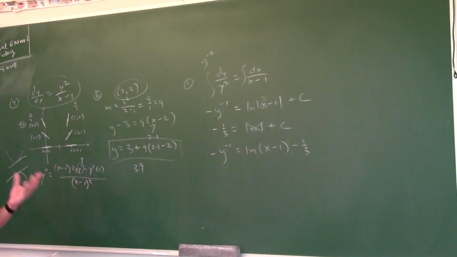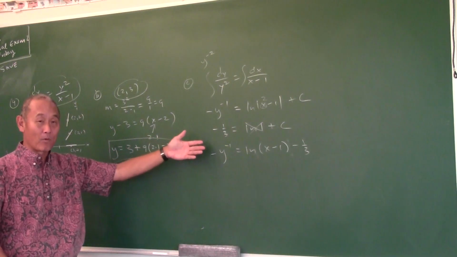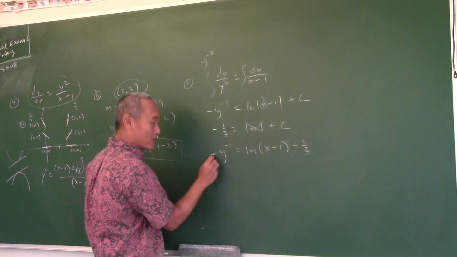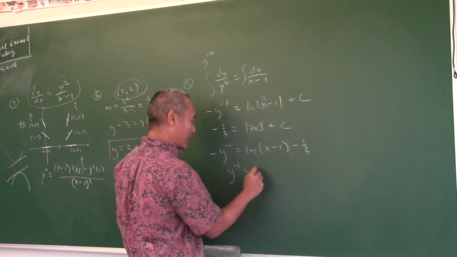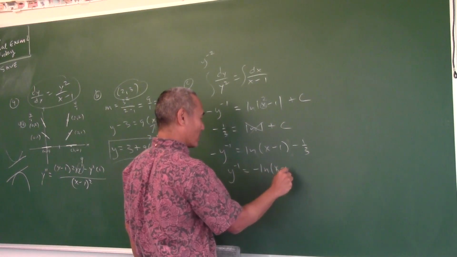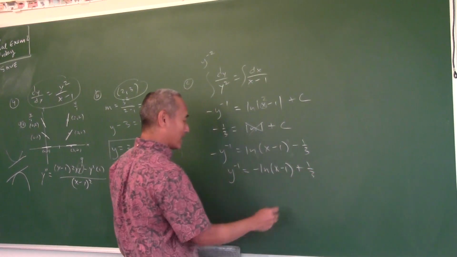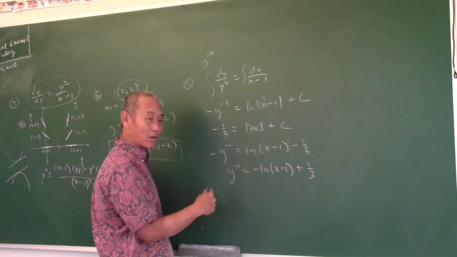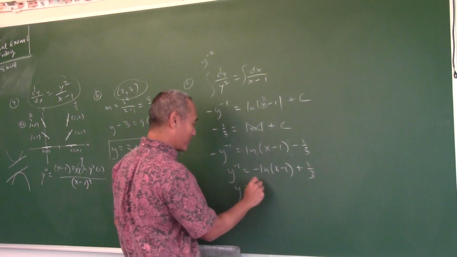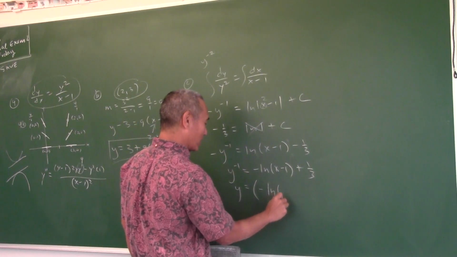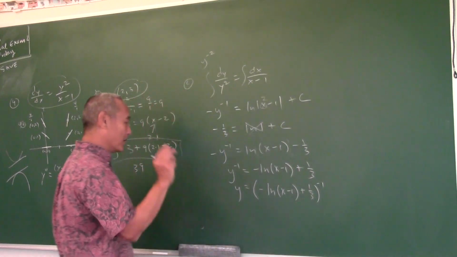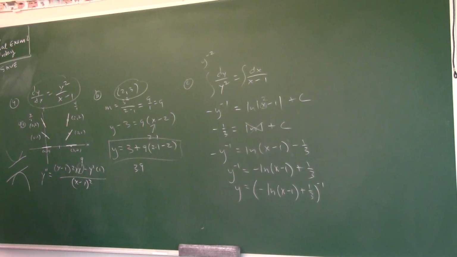Now, all you have to do, so right there, that's everything but one point. The last point is, can you solve for y? First step, multiply both sides by negative 1. So you get negative natural log of x minus 1 plus 1/3. And then the last step, how do I get rid of this? Reciprocate both sides or raise both sides to the negative 1 power. Negative natural log of x minus 1 plus 1/3, to the negative 1. Boom! Good enough.